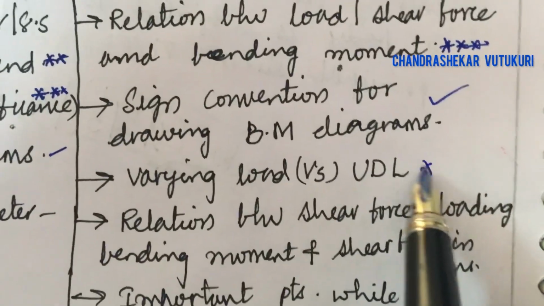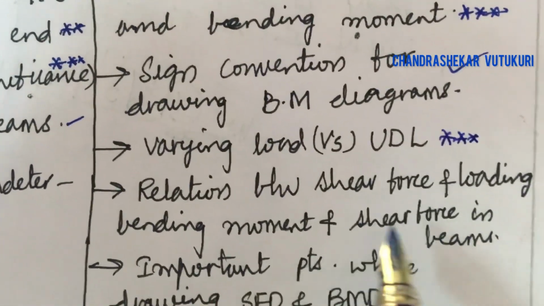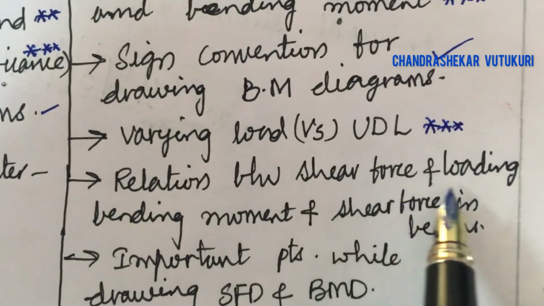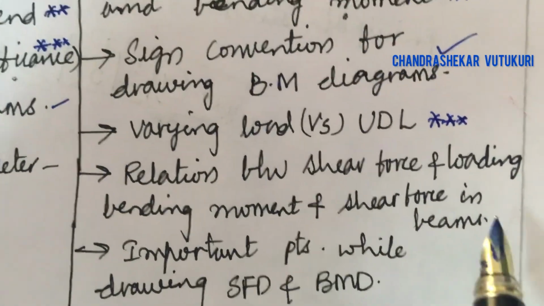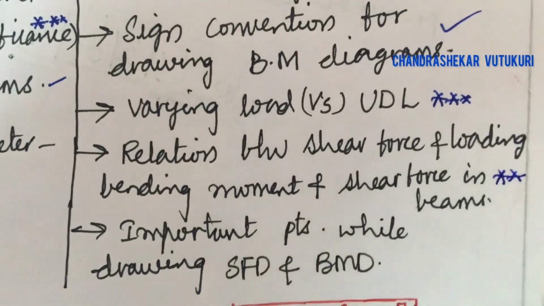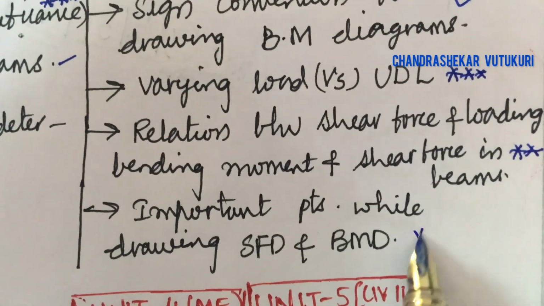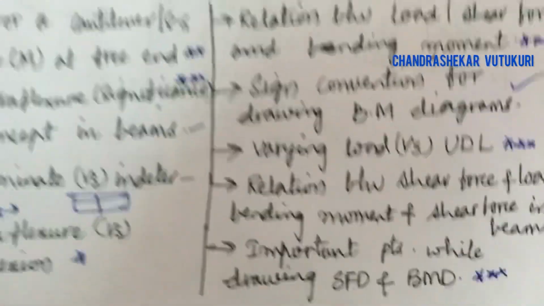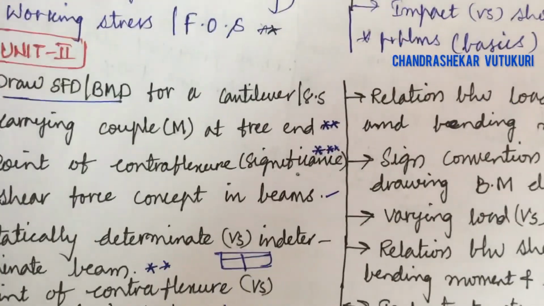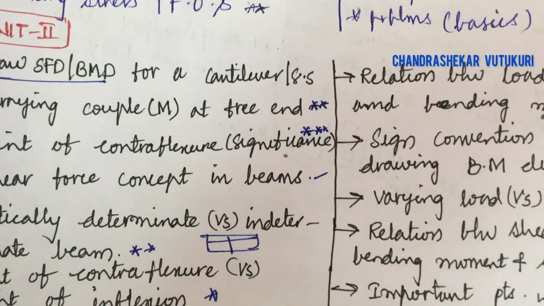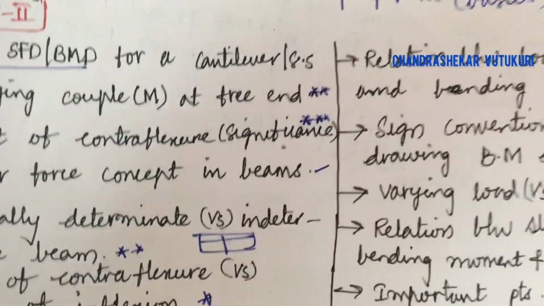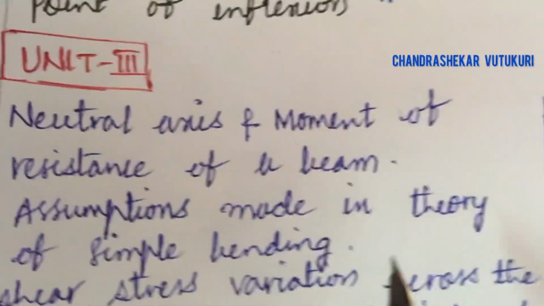Varying load versus UDL is a short question, and a very important one, the difference between the relation between the shear force and the loading, and the bending moment and shear force in beam is said to be a topmost question. Important points while drawing the shear force diagram and the bending moment diagram, please list out a few points, dear students. These all come under question number 1C, D for the first part, part A. Later I have come up with unit 3.